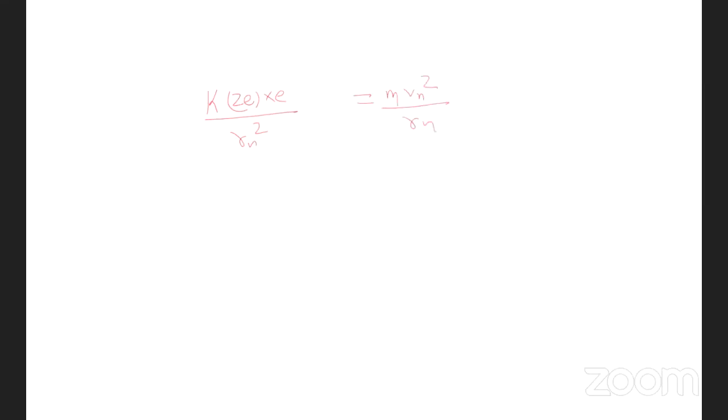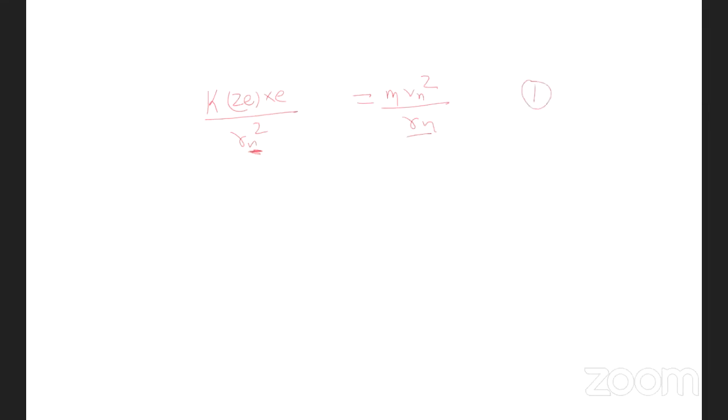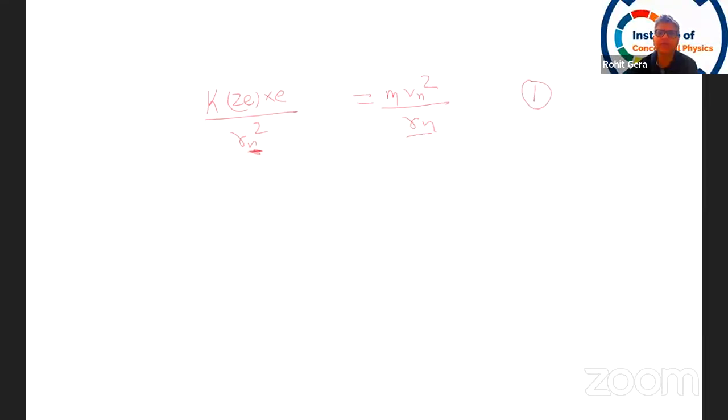So there is a force acting on the electron, which is k Ze square by r square, for a hydrogen-like atom, is equal to m vn square by rn. So you see the radius of the nth orbit and velocity of the nth orbit. In this expression, you have both rn and vn. We want to separately find out independently what is rn and what is vn. We only want one term.